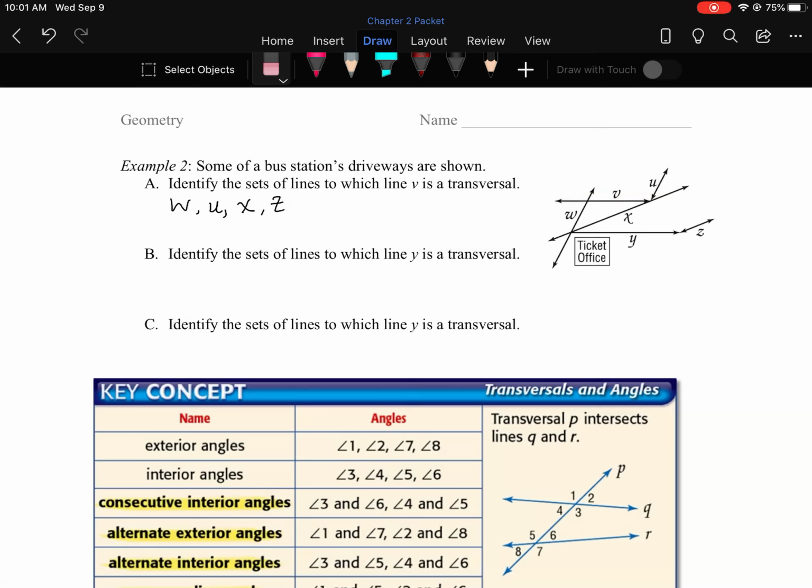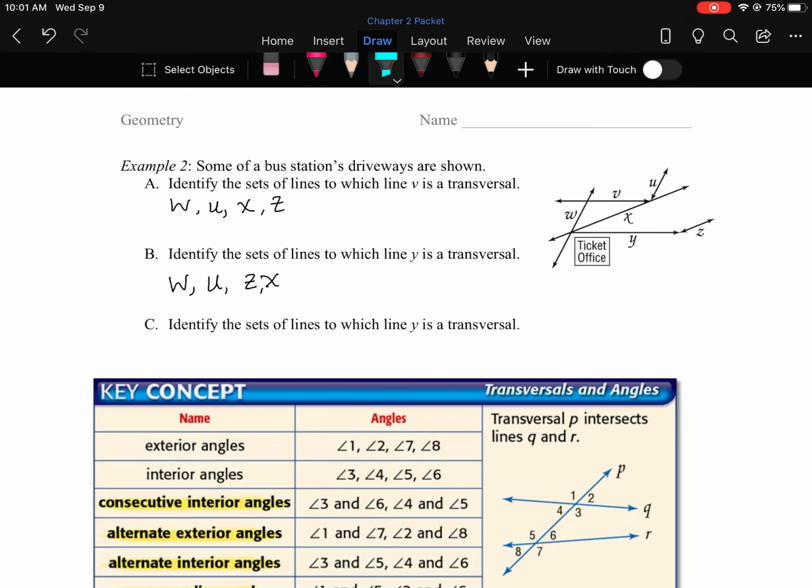All right, for part B, now they want which sets of lines transversal to Y. So for Y, we want W, could be W and U together. It could be Z and X together, or any combination. It could be W and Z, U and X, any of that. The only one it can't go is V, because it's parallel to that.